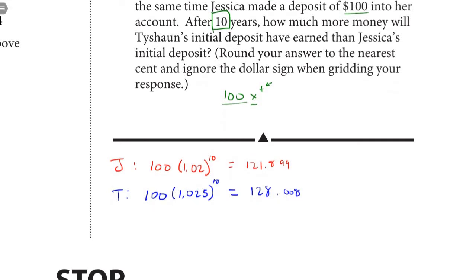So now what you got to do is just take the difference. So you take the difference, that minus that. So 128.008 minus 121.899 is equal to, plug it into your calculator. What did you get? You will get 6.11. That is how much more Tyshawn got from a 0.5% increase in total interest. Good for him.